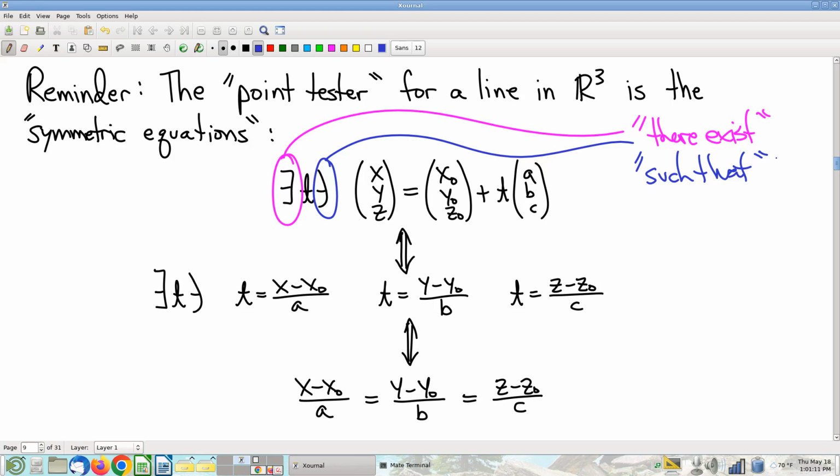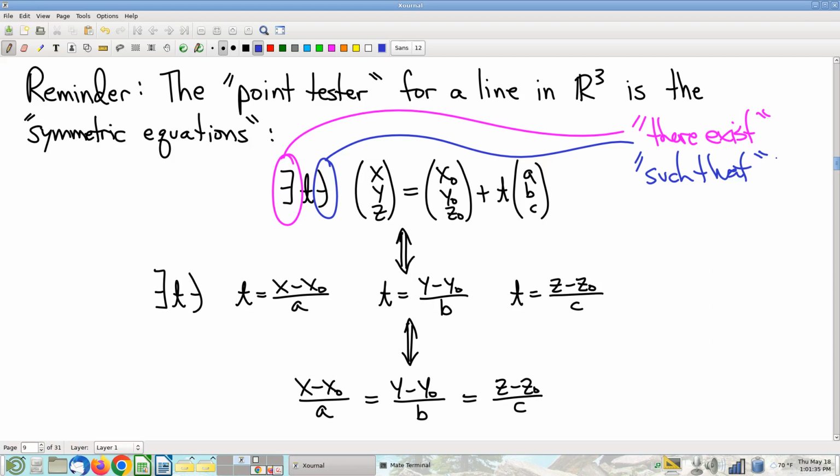If somebody comes at you with an x, y, z and says, hey, is there some value of t that generates this x, y, z? What are you supposed to do with that? Are you supposed to sit there and start trial and error, just plugging in values of t with your fingers crossed and hoping that it... No, right? That's a terrible test.